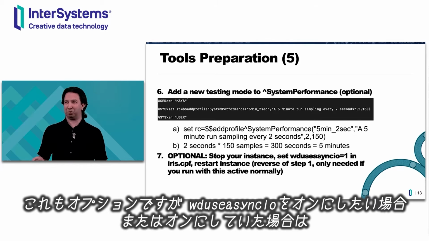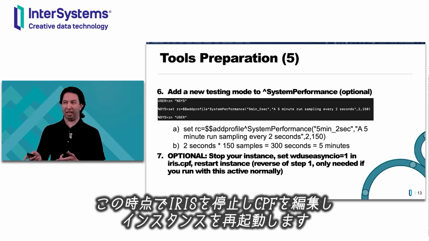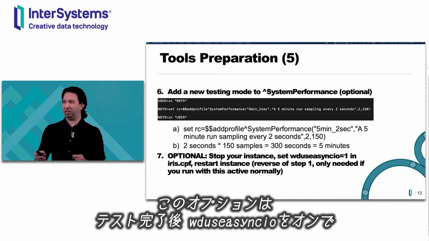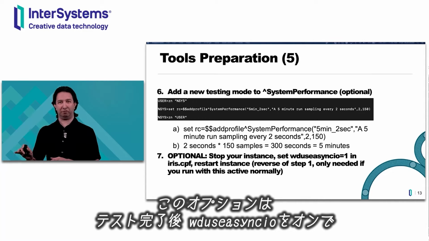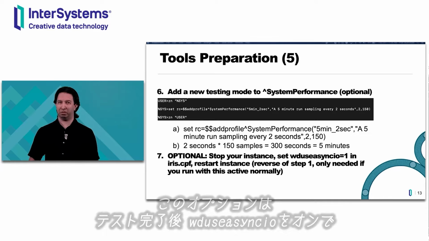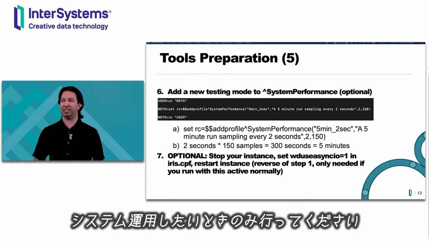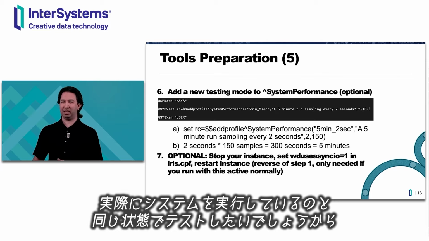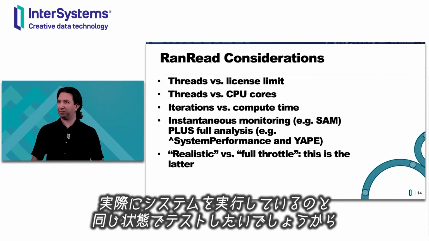And then again, optional: if you want your WD Sync IO on, if you had it on before, you've got to, at this point, stop Iris, edit the CPF, and restart and start over again. Because you only want to do this if that's the way you're going to run your system once all this testing is done. You want to test the system in the same condition that you'd actually be running it.